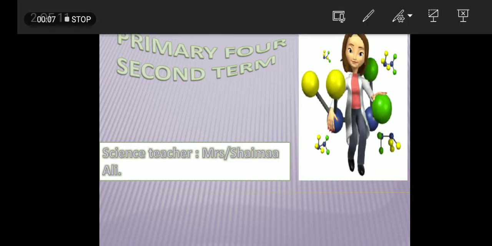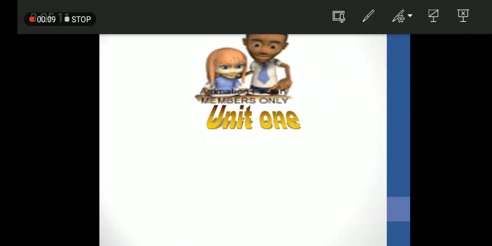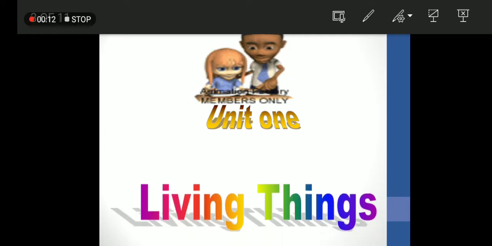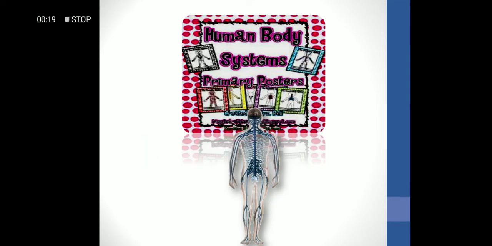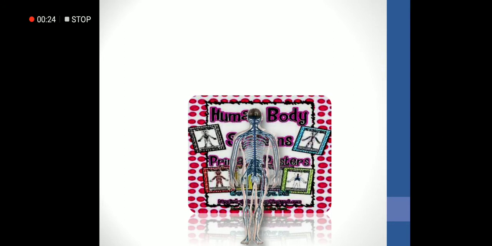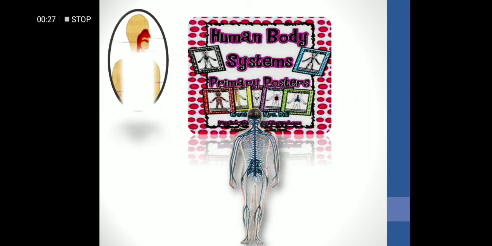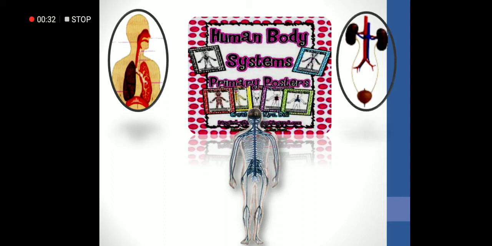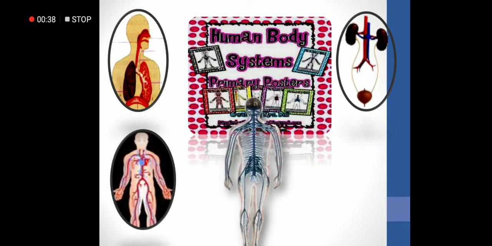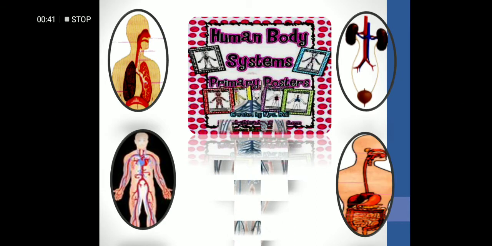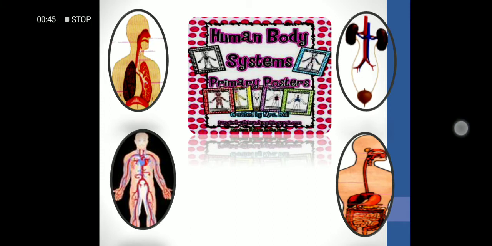Today inshallah we will complete Unit 1, Living Things, the second lesson of Unit 1. Before we start, remember that the human body consists of a group of systems as we see in this picture. Some systems are the respiratory, this is our lesson today, the urinary system, the circulatory system, the nervous system, and the digestive system that we studied in lesson 1. Today's lesson, the human respiratory system.